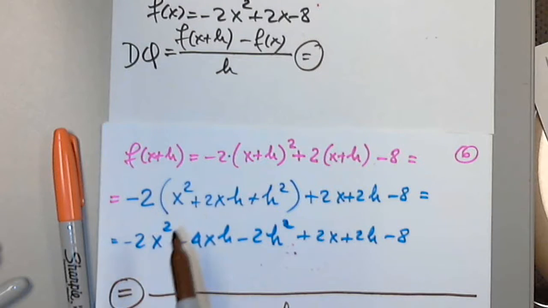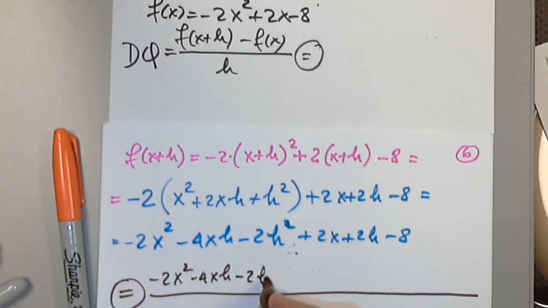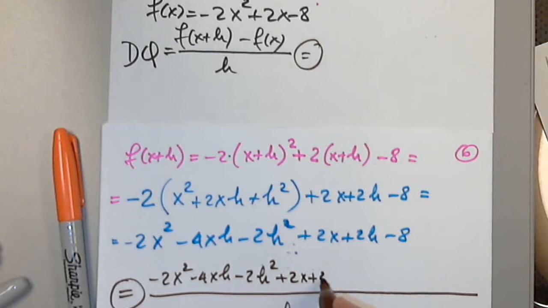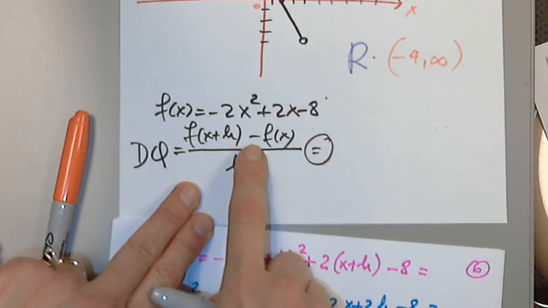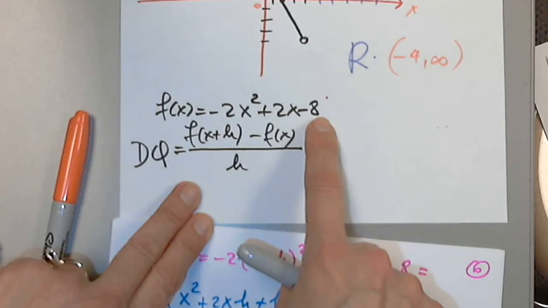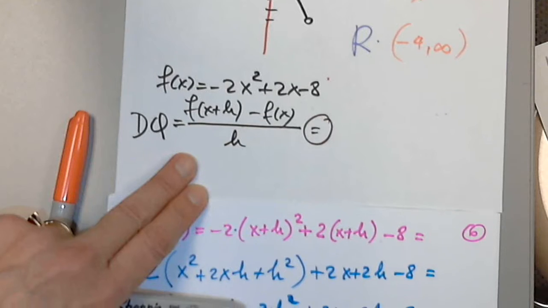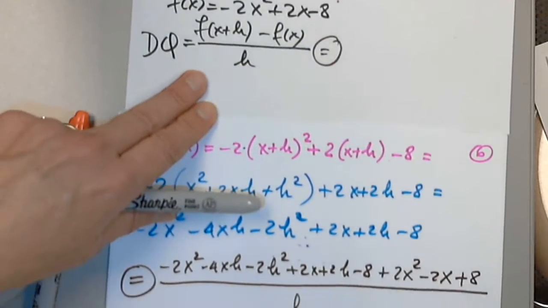So this piece now is all this. I have to copy it: -2x squared minus 4xh minus 2h squared plus 2x plus 2h minus 8. Then I'm done with this piece. Now I'm here with minus to be distributed to everything in f of x. So what will I write? Plus 2x squared, very good. Minus 2x plus 8. Perfect.